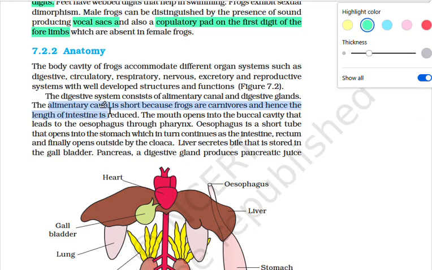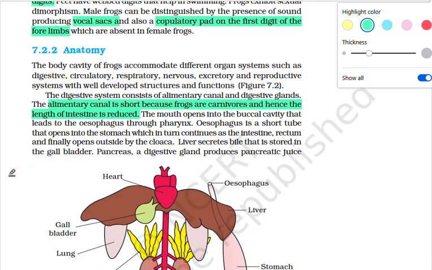So here an assertion reason question can be asked. In assertion, a statement can be asked like the alimentary canal of frogs is short. In reason, the statement can be frogs are carnivores. Hence, assertion and reason both are correct and reason explains assertion. So here an assertion reason question can be asked.